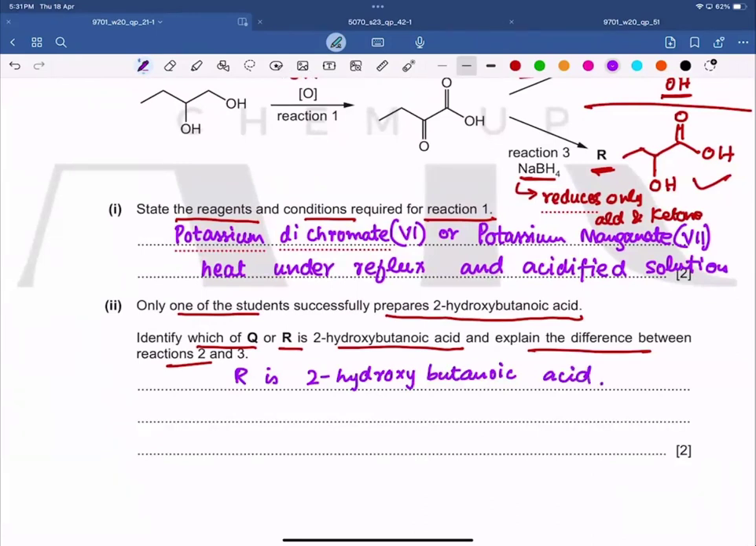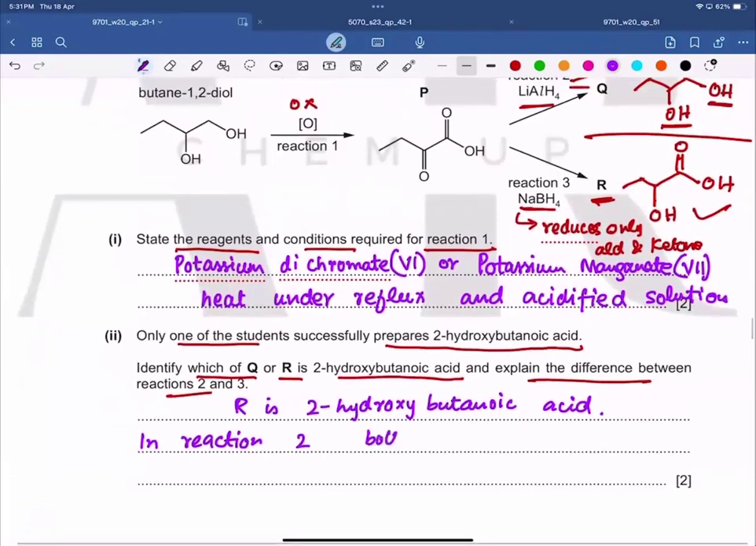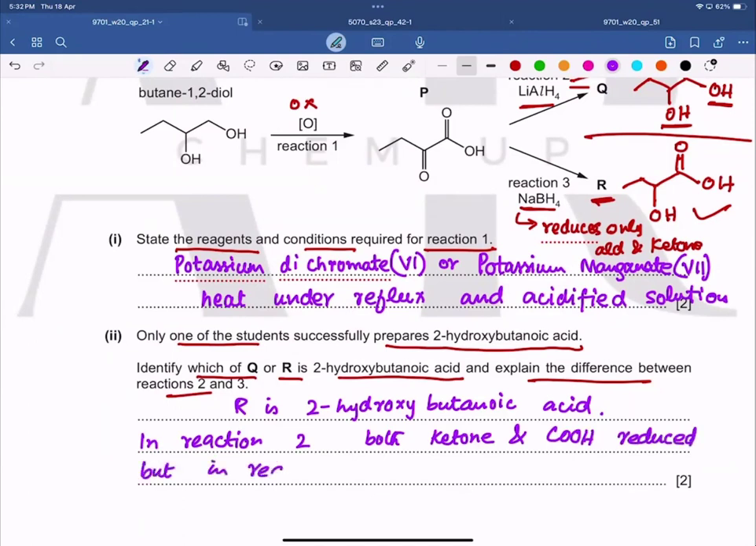and then we will write the difference: in reaction 2 both ketone and carboxylic acid are reduced, but in reaction 3 only ketone is reduced. Is this understandable? Okay.